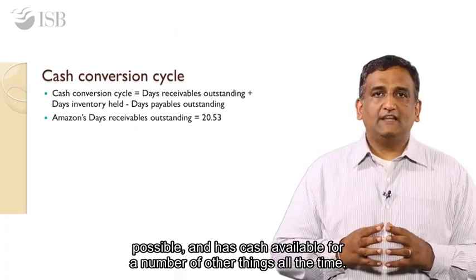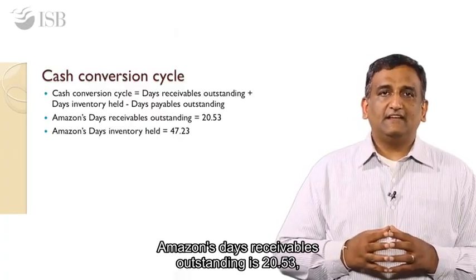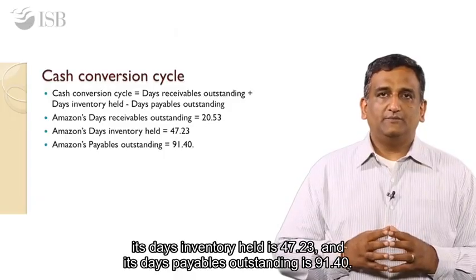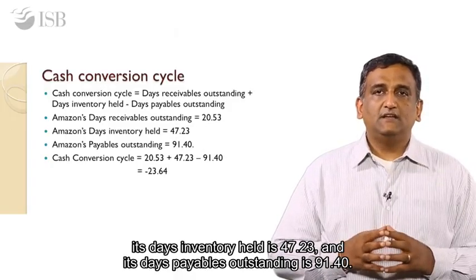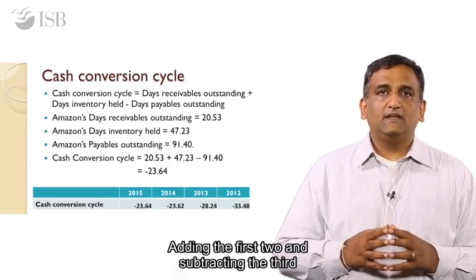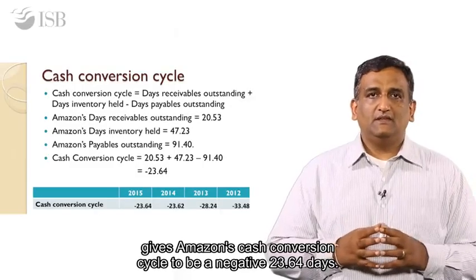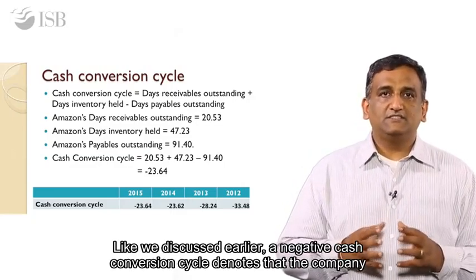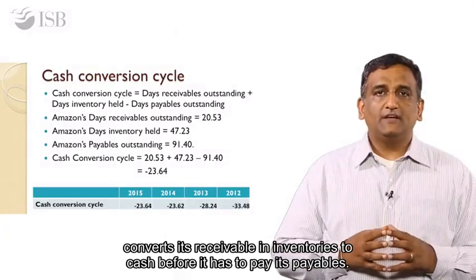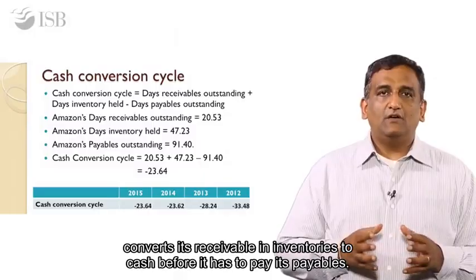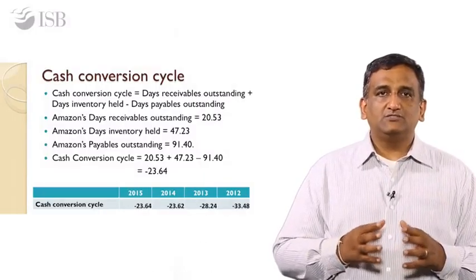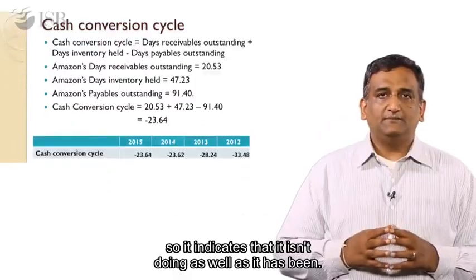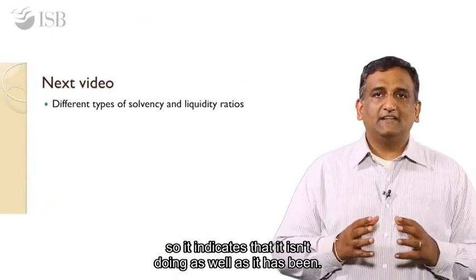Amazon's days receivables outstanding is 20.53, its days inventory held is 47.23, and its days payables outstanding is 91.40. Adding the first two and subtracting the third gives Amazon's cash conversion cycle to be a negative 23.64 days. Like we discussed earlier, a negative cash conversion cycle denotes that the company converts its receivables and inventories to cash before it has to pay its payables. However, Amazon's cash conversion cycle has increased over the last few years, and so it indicates that it isn't doing as well as it has been. This wraps up our discussion on activity ratios.